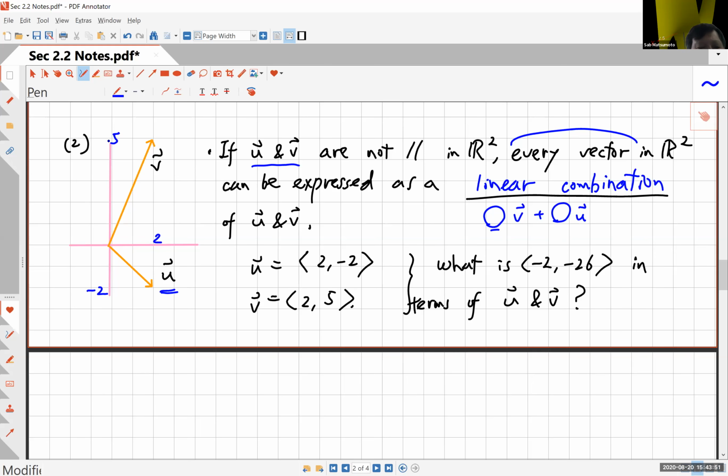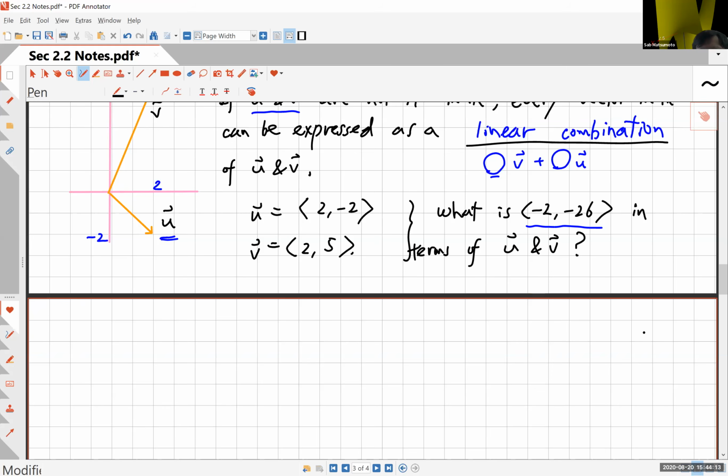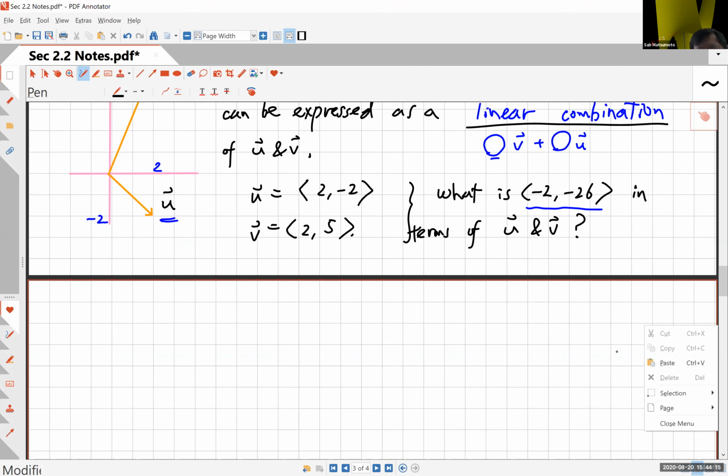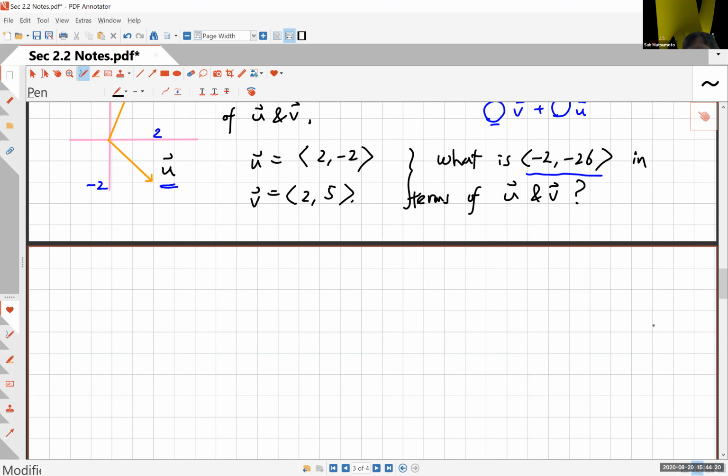But you should be able to write any vector on the plane as a linear combination of this u and this v. In particular, here's the question. Let's try to write the vector (-2, -26) in terms of u and v. You see what you have to do here? You can opt to pause this and then come back. I think you will realize this will involve a system of equations.